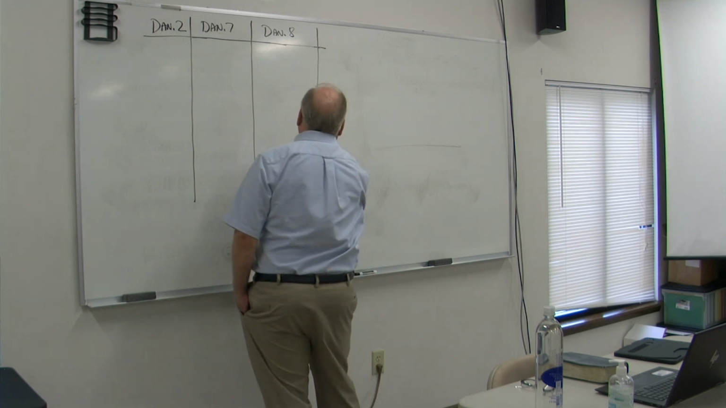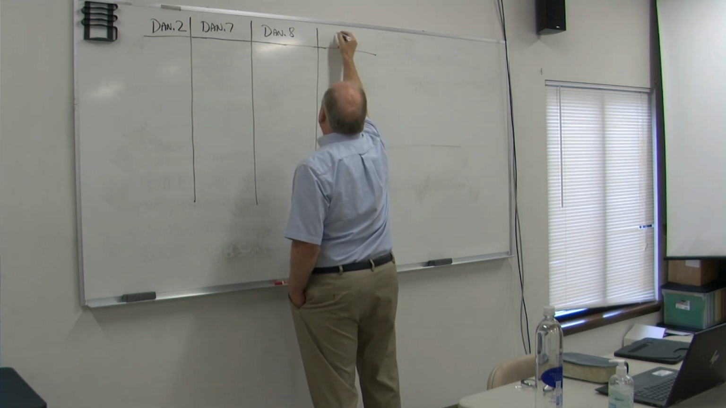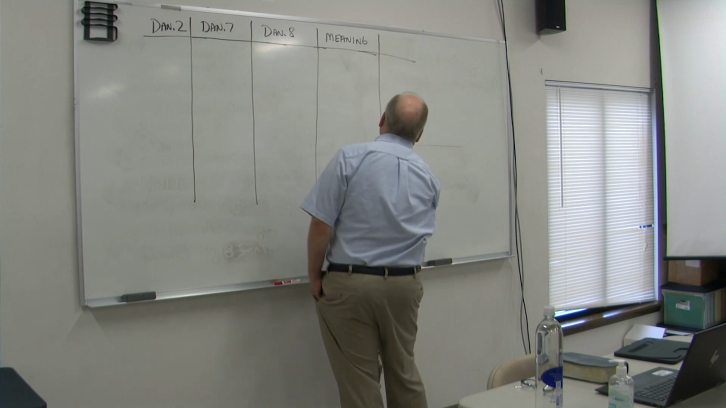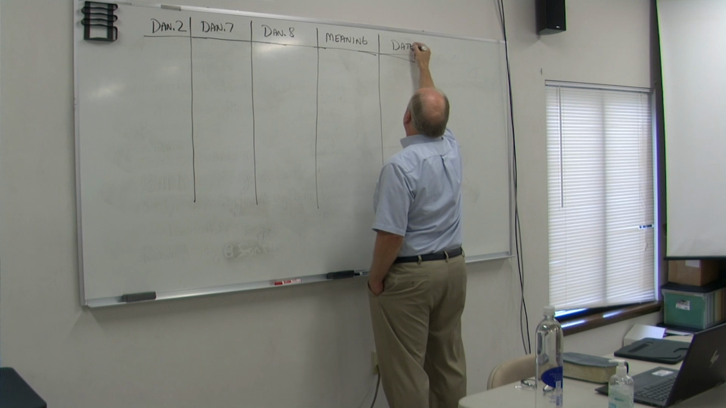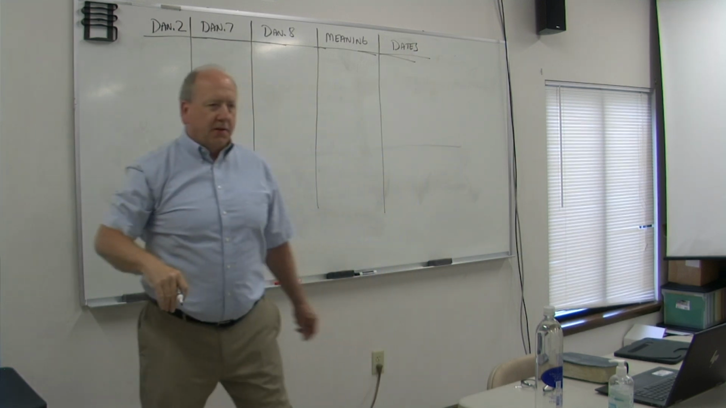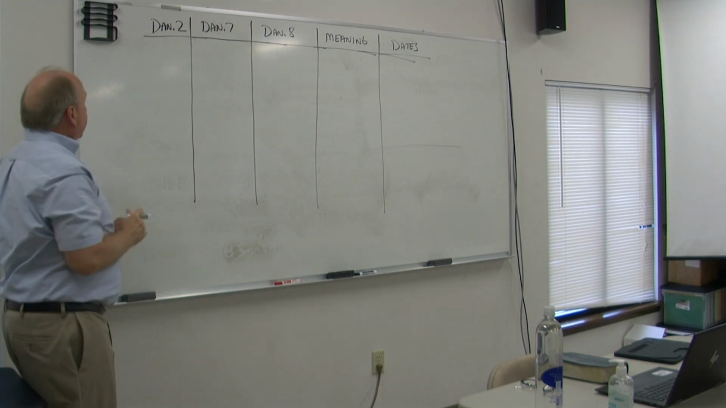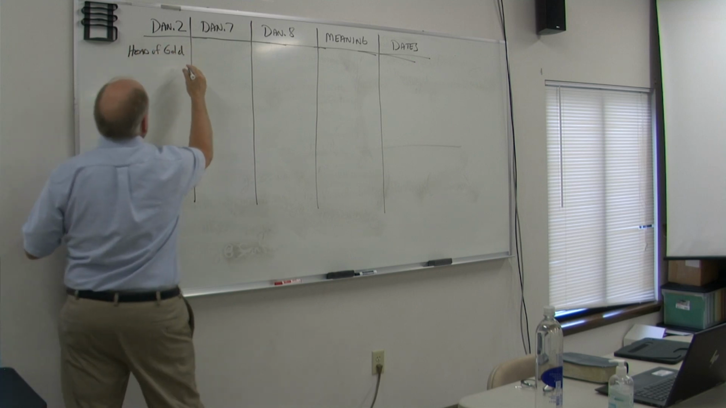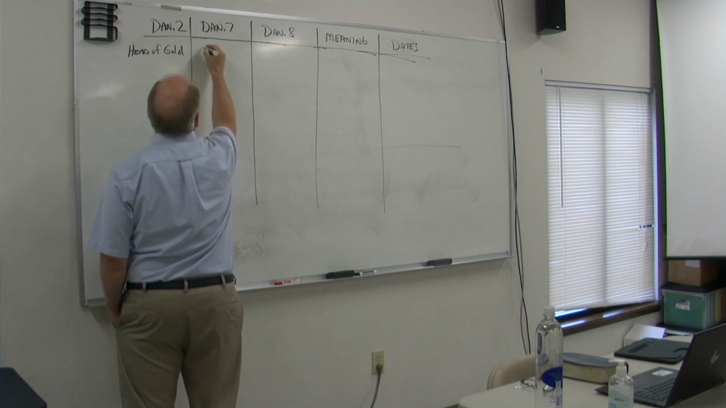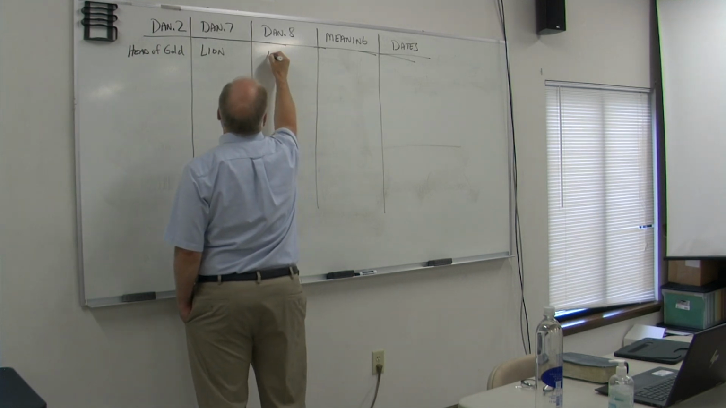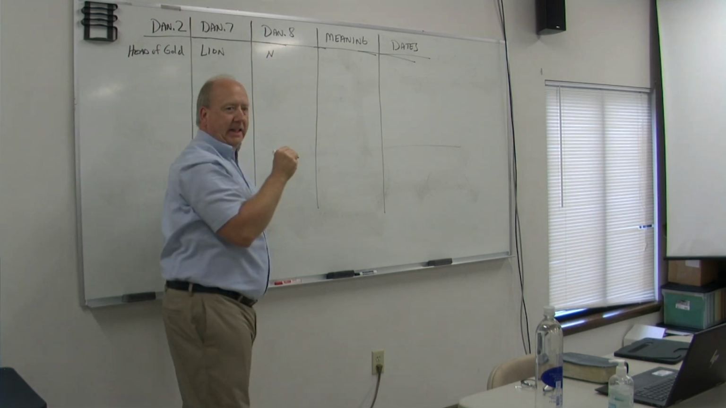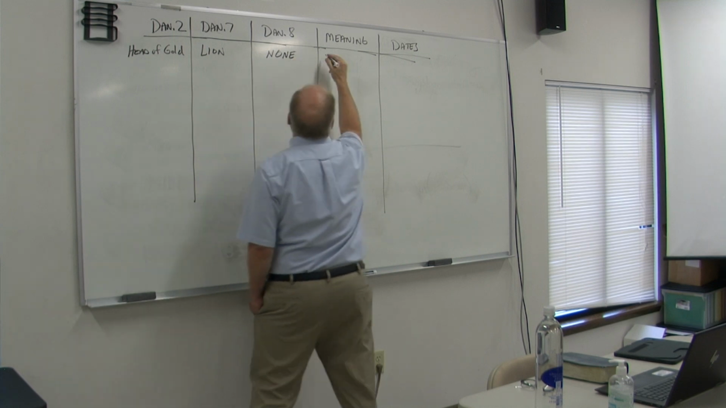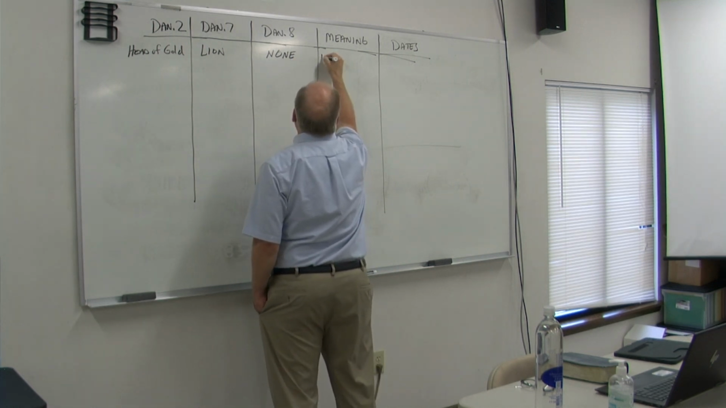So, we're going to quickly do this chart. I mean, we could go to 9 and 11, too, couldn't we? Okay, so, Daniel chapter 2, we have the head of gold. Daniel 7, what is the symbol used there? The lion. Daniel 8, what's the symbol used? Oh, a beast. There isn't one. What's the meaning? Babylon.